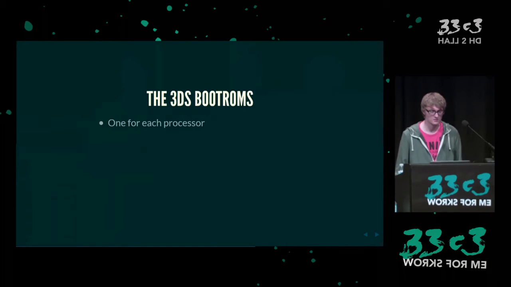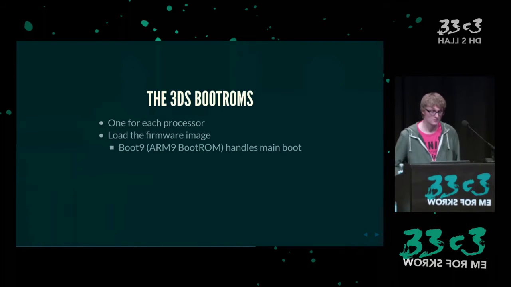But we will focus on the 3DS boot ROMs here. What we know is they are somehow loading the firmware image from NAND flash. We also know that the ARM9 boot ROM does all the interesting stuff, because only the ARM9 has access to the whole crypto hardware, like the AES engine and RSA engine. We also know that the boot ROM will initialize the secret keys for the AES key slots. And yes, we would like to get those keys.